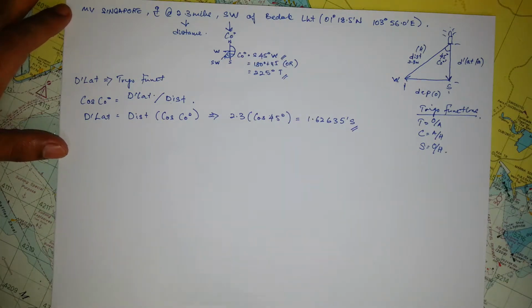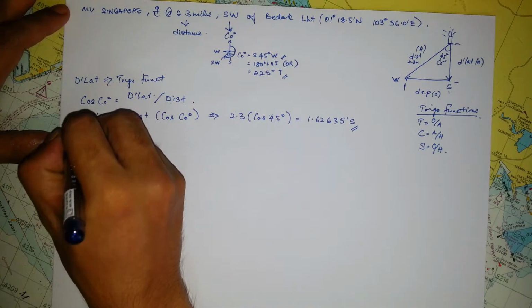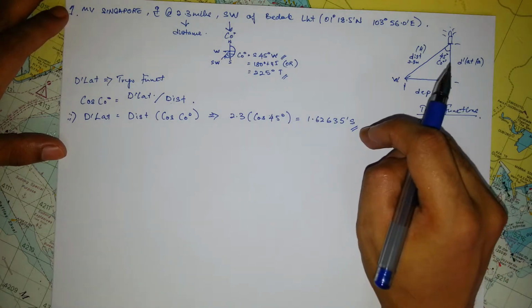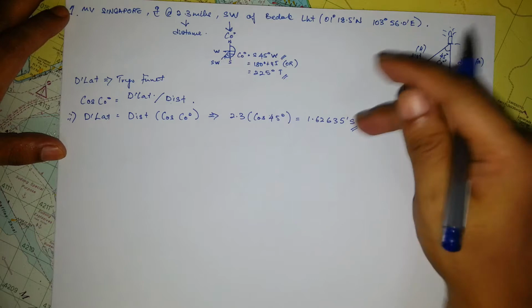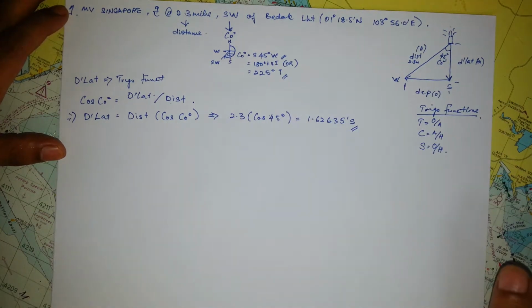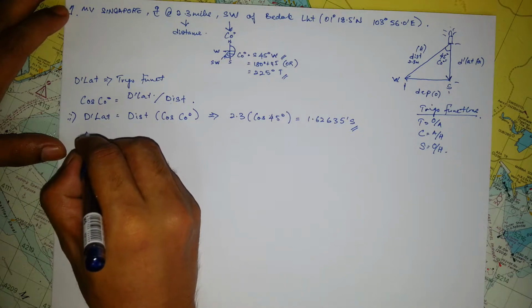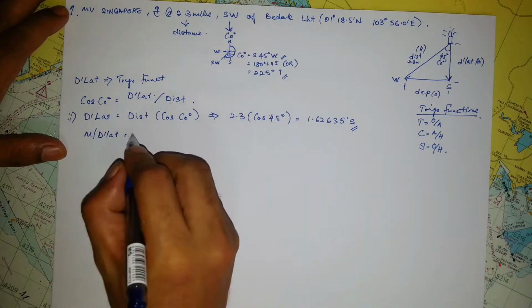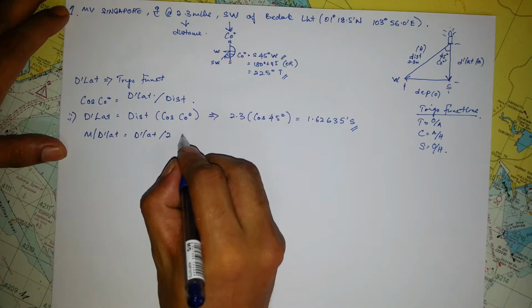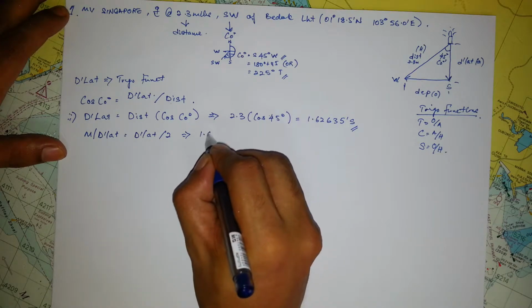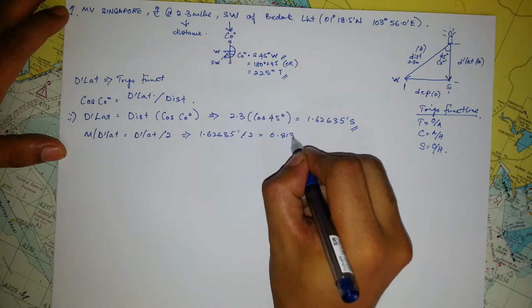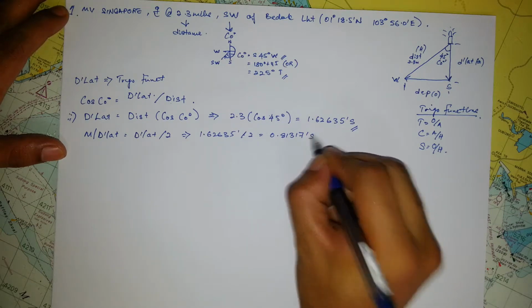At this point, this is your number 1 part 2 question. After getting the d-lat, you can proceed on finding the mean lat, or you can straight away add the d-lat to the initial position, and you will have your final position for your latitude. But normally I would just proceed on finding the mean d-lat, the mean of the difference of latitude. So I will take the d-lat and divide it by 2, expressed as 1.62635 minutes divided by 2, and we'll have 0.81317 minutes south.